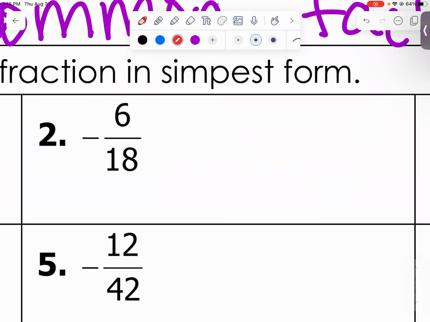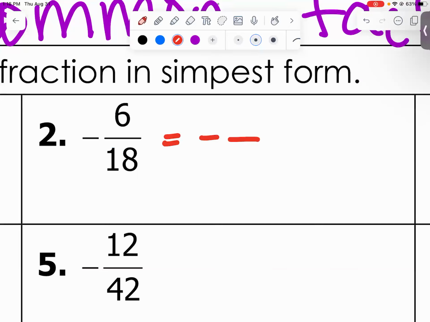Now, number 2. Number 2 is a negative, and so we know our answer is going to be a negative. But what we need to decide is, A, if it's in simplest form. If it's not, what number divides into both? So, Jacob, is 6/18 simple?